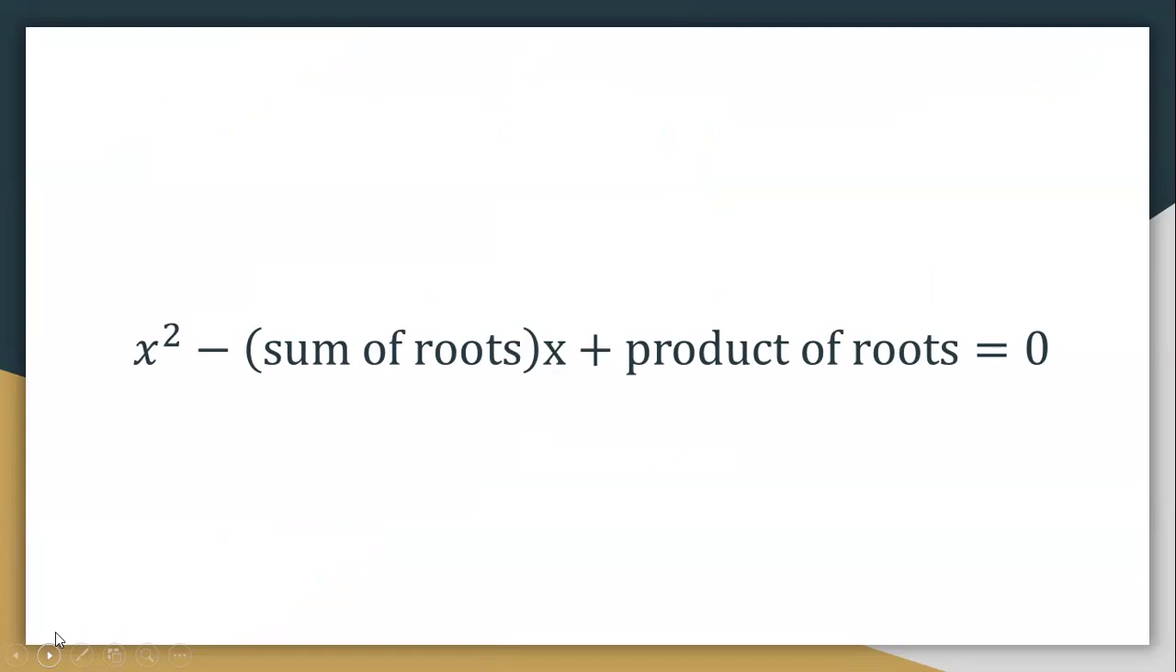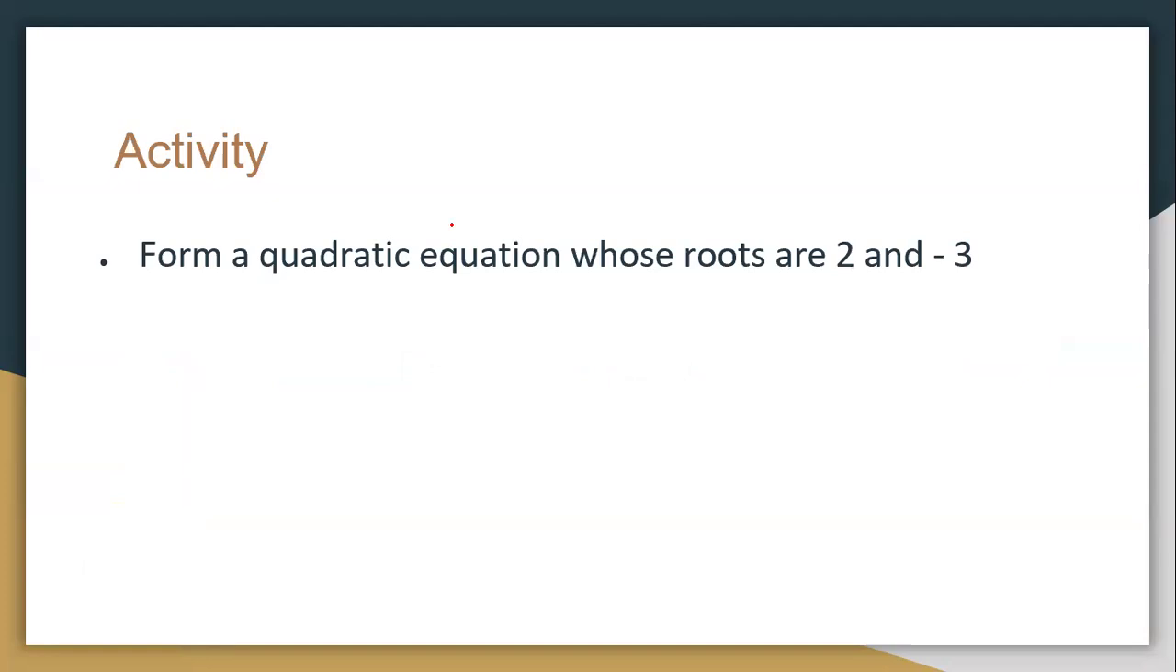In order for us to form that equation when we are given the roots, we are going to be utilizing this relation whereby we have x squared minus the sum of the roots x plus the product of the roots is equal to 0. So how do we go about it? Take an example. They want us to form a quadratic equation whose roots are 2 and -3.